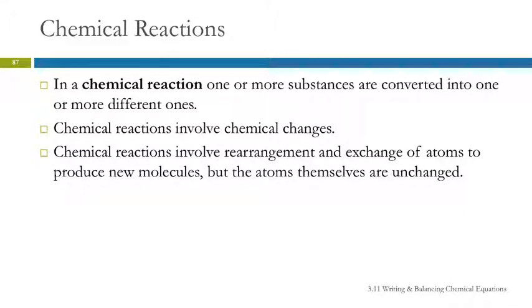Well, chemical reactions. A chemical reaction is a chemical change. We have one or more substances that we're starting with that change into other substances. What's happening in a chemical reaction is just a rearrangement of the atoms, connecting them in different ways to form new molecules. The atoms themselves are unchanged.